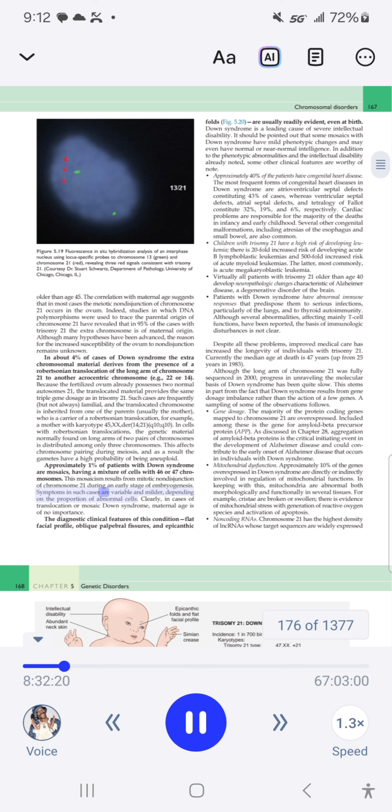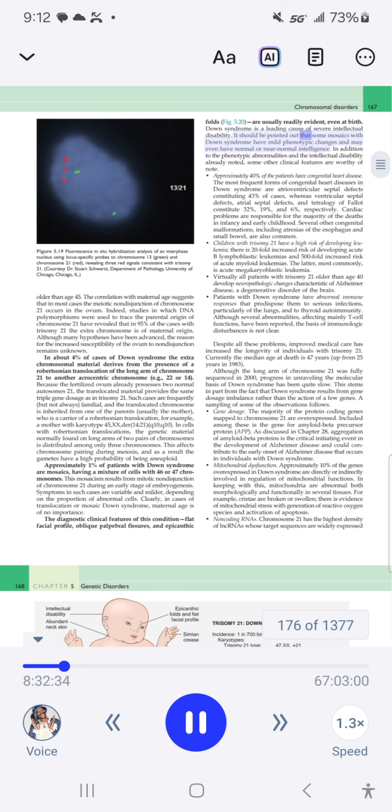Symptoms in such cases are variable and milder, depending on the proportion of abnormal cells. Clearly, in cases of translocation or mosaic Down syndrome, maternal age is of no importance. The diagnostic clinical features of this condition, flat facial profile, oblique palpebral fissures, and epicanthic folds, Figure 5.20, are usually readily evident even at birth. Down syndrome is a leading cause of severe intellectual disability.